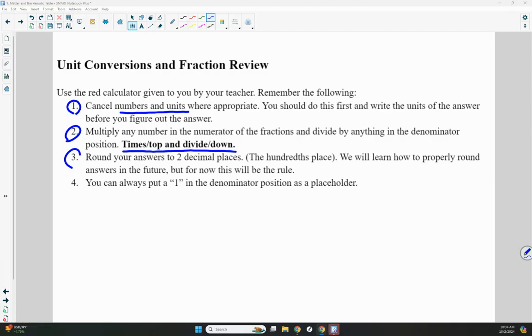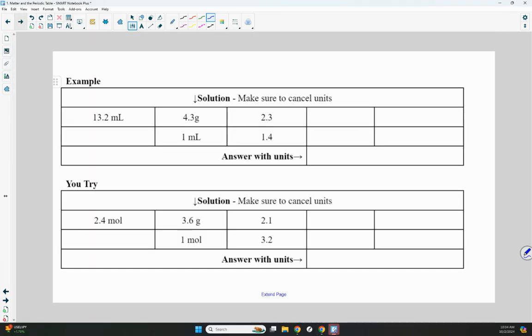Step 3, throughout the year, we're going to round all our answers to 2 decimal places, aka the hundredths place, and make sure you reach out if you're having trouble rounding. And item number 4, if it helps you out, you can always put a 1 in the denominator position as a placeholder. Again, I'll show you an example of that in a moment. Okay, so let's get into the examples. You'll find these examples in your booklet.